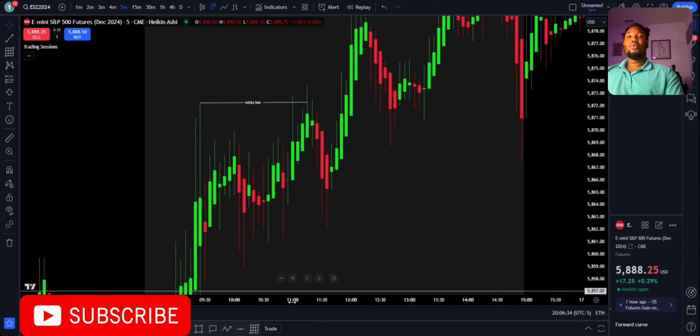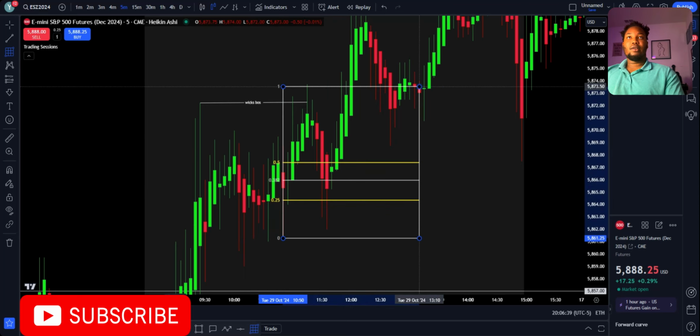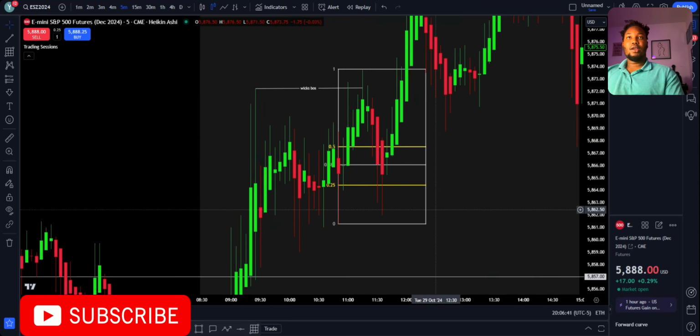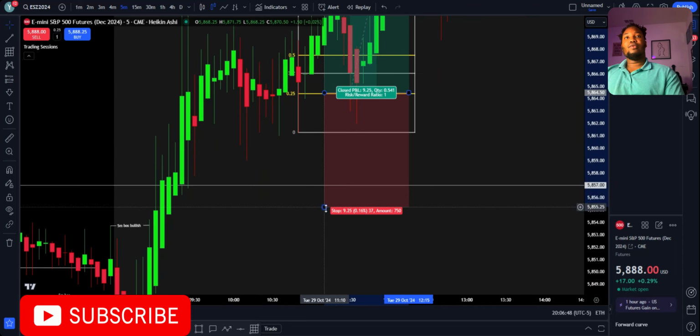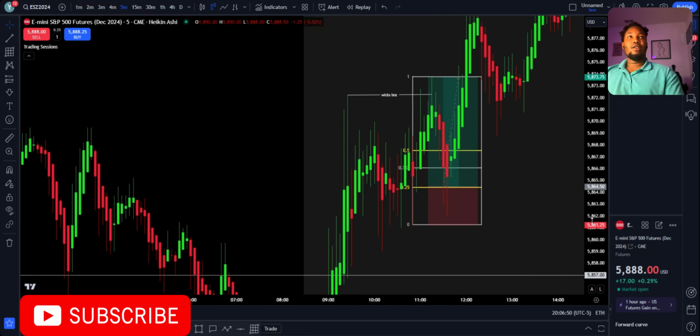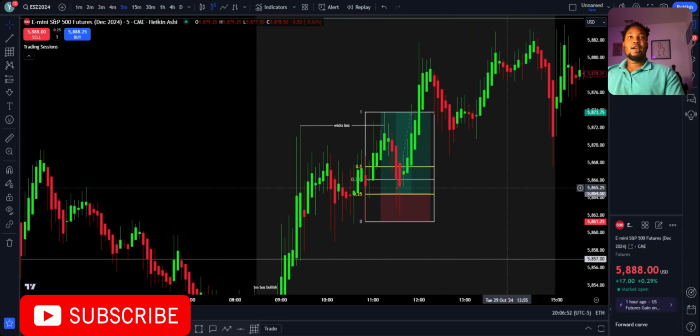So what that means is we go ahead and draw our two from the low to the high right here. So we draw two from right there to the high. So look what we get. We get a 0.25 retracement. Stop loss at that low. We target that high.